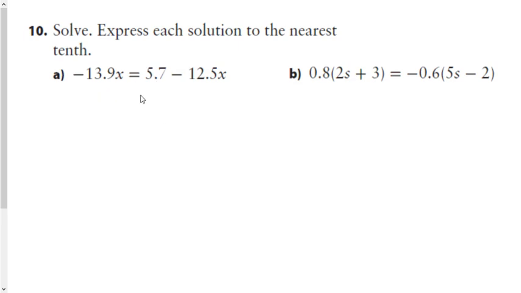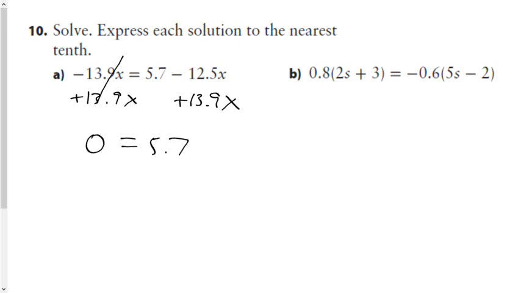I have variables on both sides. Now here's an interesting dilemma. If I add 13.9x to both sides, no problem. The only problem is it becomes 0 on this side. And that's going to be a positive 1.4x. No problem. Just an extra step. I made my work a little bit harder. Subtract 5.7 from both sides. You get a negative 5.7 equals 1.4x when you remove 5.7 from both sides.